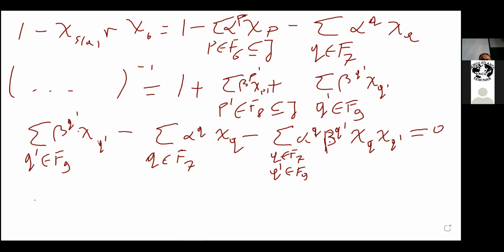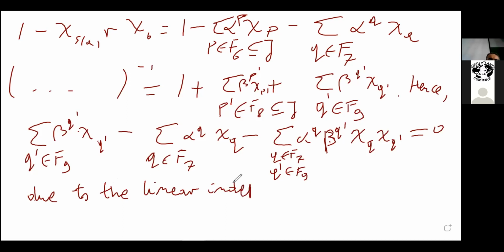Okay, and all of this is due to, so let me write, hence this equality is true due to the linear independence of any non-empty finite subset.